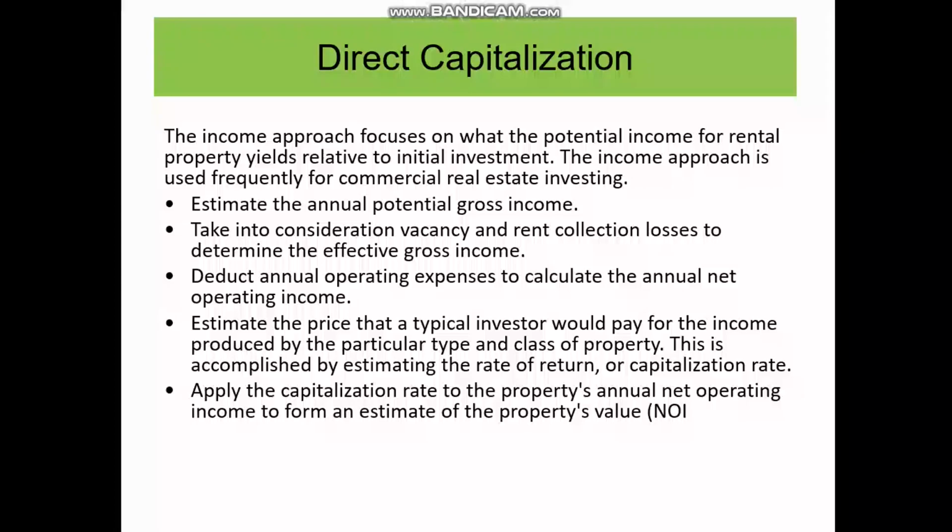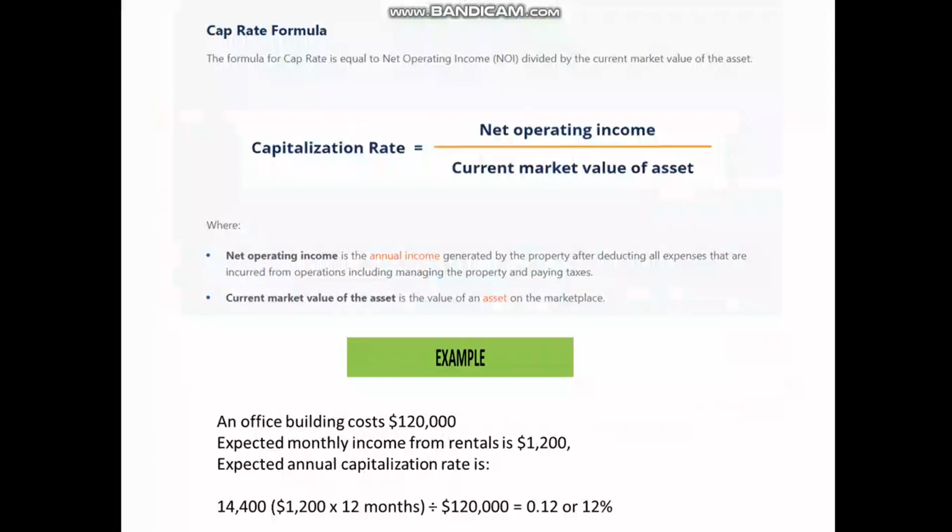Okay. So this is accomplished by estimating the rate of return, or capitalization rate. Apply the capitalization rate to the property's annual net operating income to form an estimate of the property's value. If you can recall, the formula for cap rate is equal to net operating income, NOI, divided by the current market value of the asset, where the net operating income is the annual income generated by the property after deducting all expenses incurred from operations, including managing the property and paying taxes. And the current market value of the asset is the value of the asset in the marketplace.